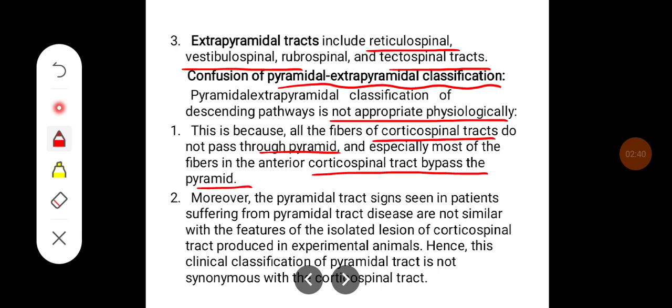Moreover, pyramidal tract signs seen in patients suffering from pyramidal tract disease are not similar to the features of isolated lesion of the corticospinal tract produced in experimental animals. Hence, this clinical classification of pyramidal tract is not synonymous with corticospinal tract.